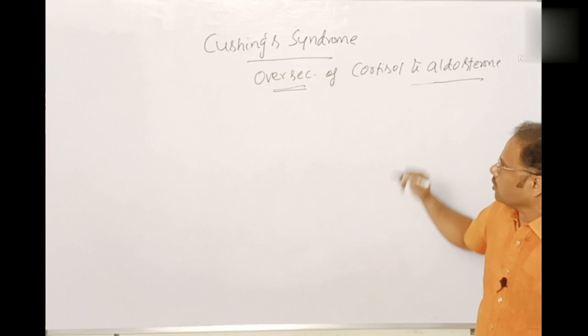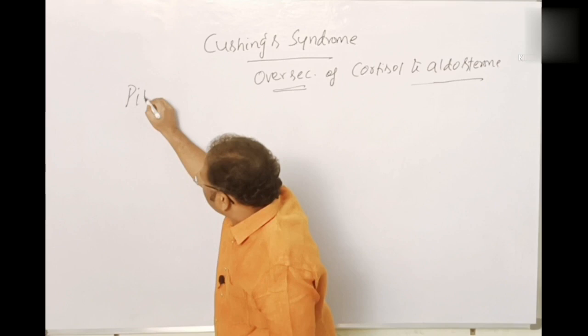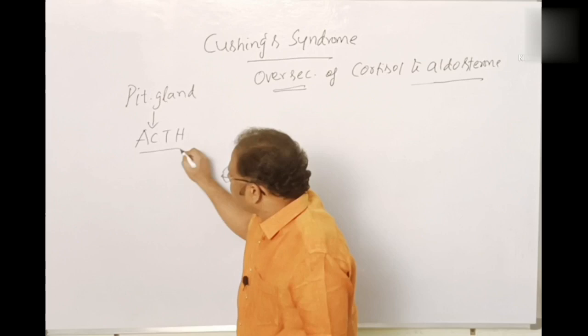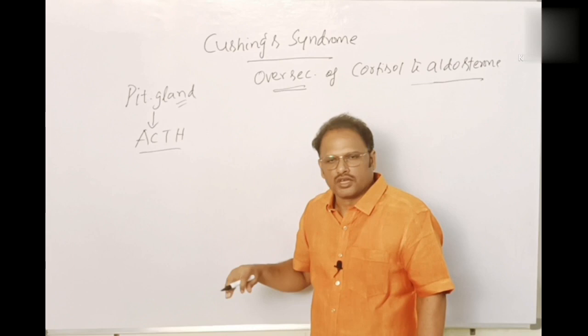Because of the master endocrine gland. What is that? All of you type in the comment box below. First, what is the master endocrine gland? It is called the pituitary gland. The master endocrine gland releases the hormone called ACTH. What is the full form of ACTH? All of you type in the comment box, fast. ACTH stands for adrenocorticotropic hormone, released by the anterior lobe of the pituitary gland.